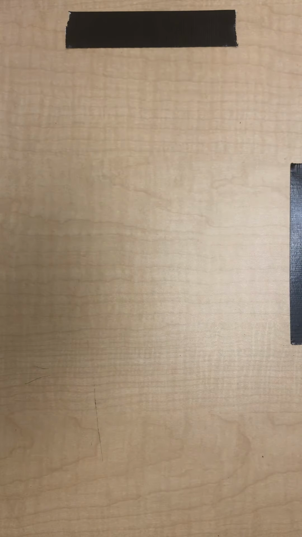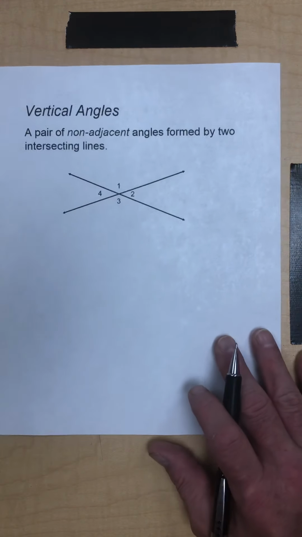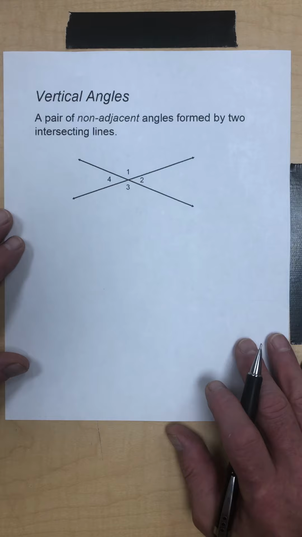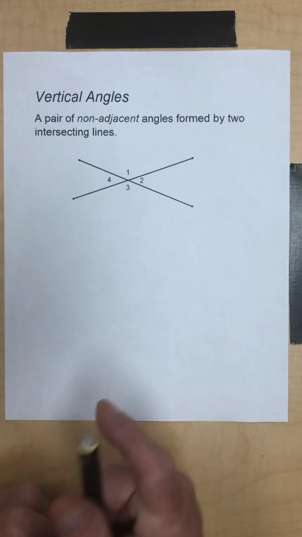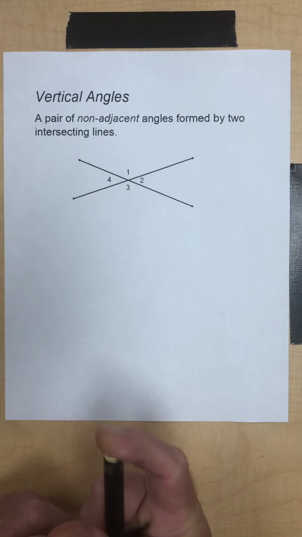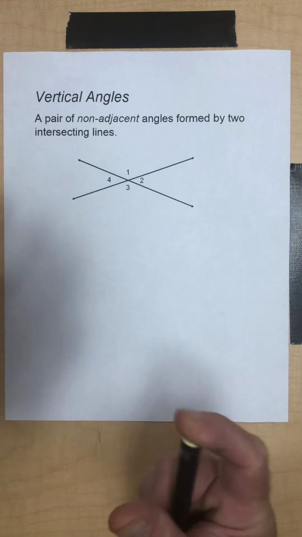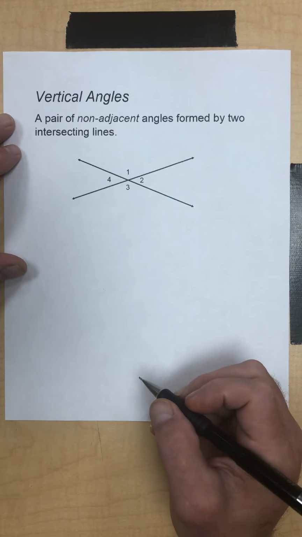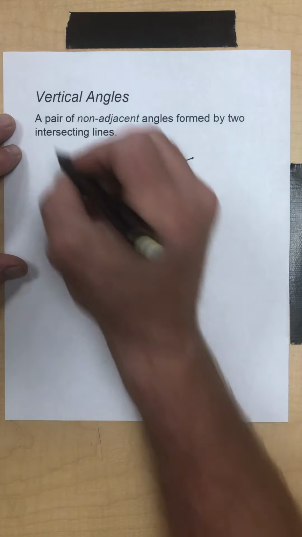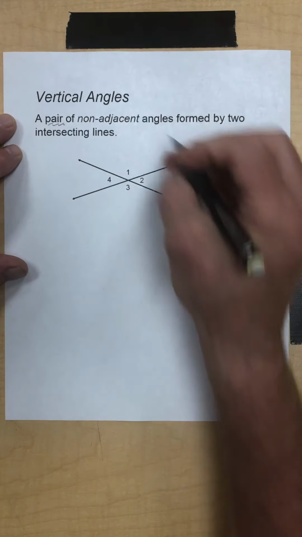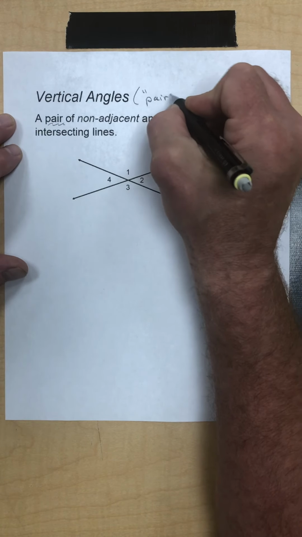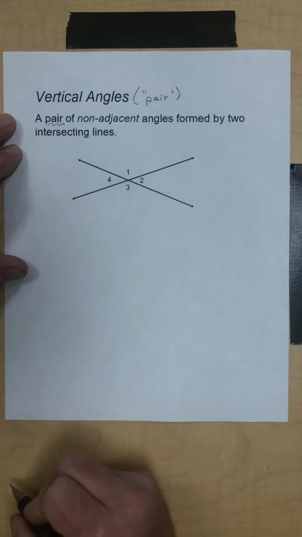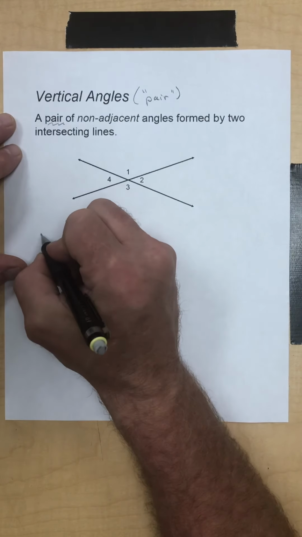Okay, all right, so let's see. We have another special type of pair of angles. They're called vertical angles, and they come up on a regular basis in mathematics. And when we're talking about verticals, notice it's a pair. So we have a pair of angles, and they form a vertical pair. Okay, so let's see what's going on.